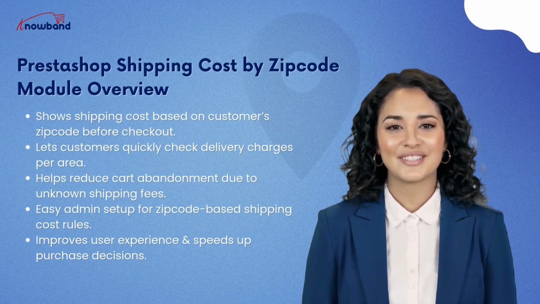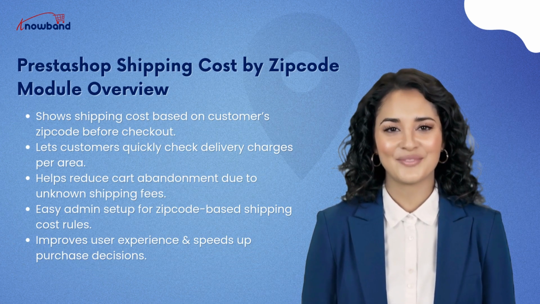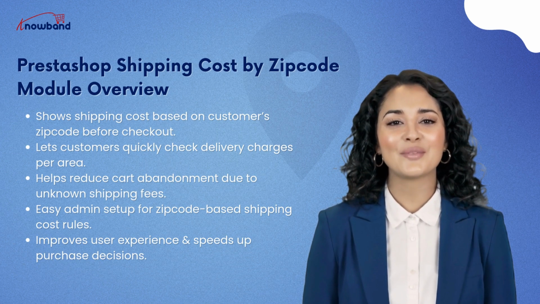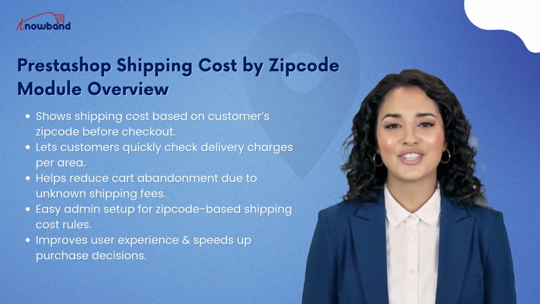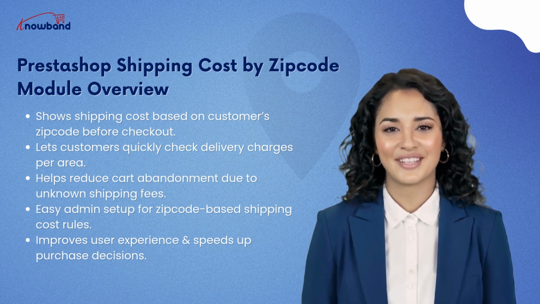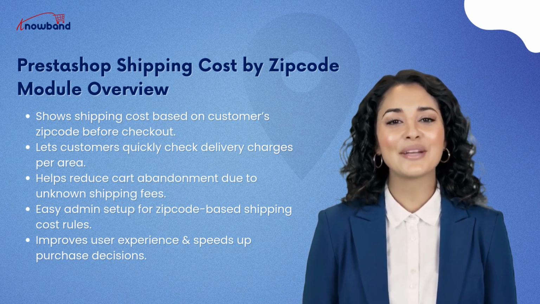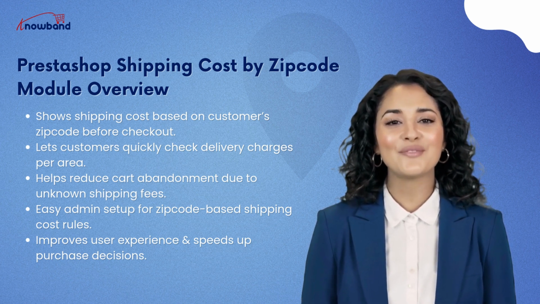PrestaShop Shipping Cost by Zipcode Module Overview. Shows shipping cost based on customers' zip code before checkout. Lets customers quickly check delivery charges per area. Helps reduce cart abandonment due to unknown shipping fees. Easy admin setup for zip code-based shipping cost rules. Improves user experience and speeds up purchase decisions.